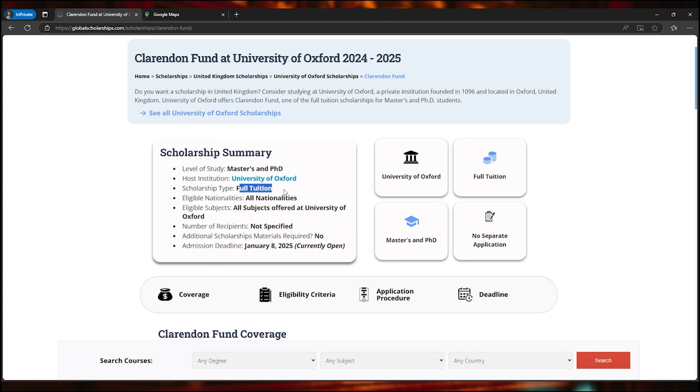It's full tuition, meaning it covers more than just the tuition fees. As you can see, there are no specific nationalities or specific subjects. Which means, by the way, all subjects offered at the university are accepted. If you want to study a specific subject, but the university doesn't offer that subject, then you obviously cannot apply to this scholarship with that subject. Actually, you do not apply to this scholarship anyway. You are automatically considered when you're admitted to the university.